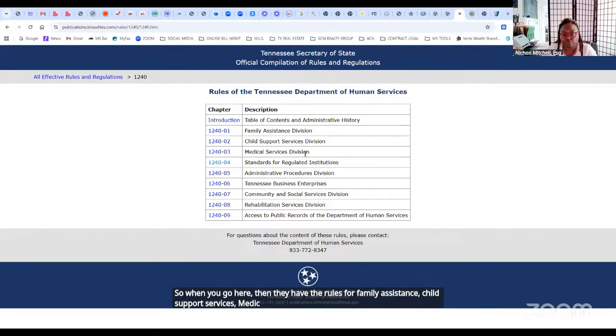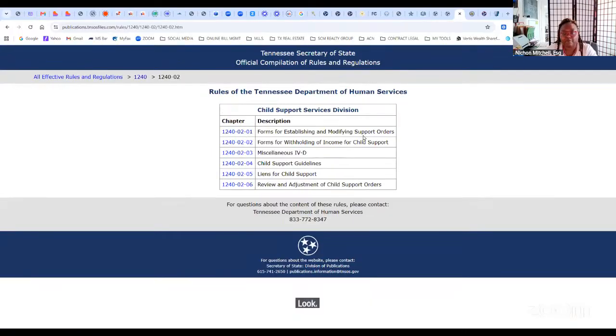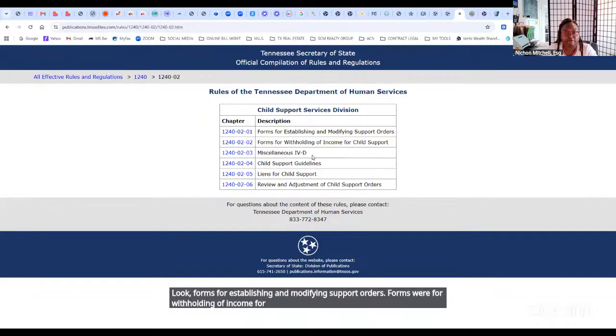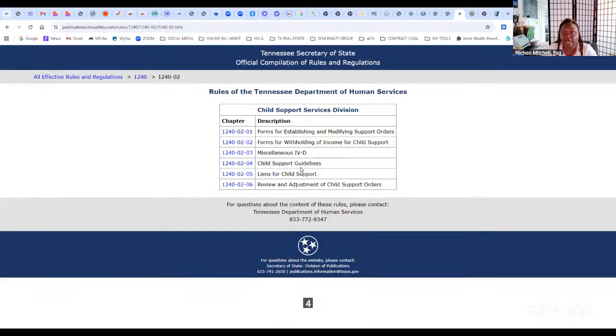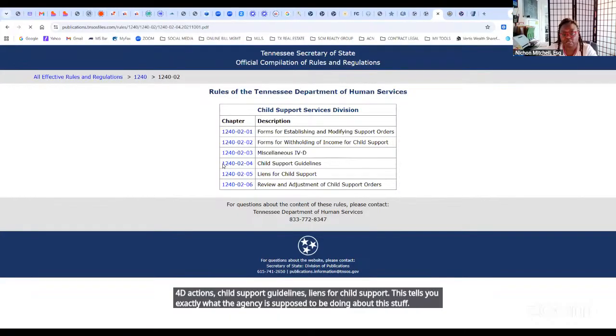This medical service is really Medicaid. Let me see, rehab services if you need rehabilitation services in your state. These rules right here, look, forms for establishing and modifying support orders, forms for withholding of income for child support, 4D actions, child support guidelines, liens for child support. This tells you exactly what the agency is supposed to be doing about this stuff. Look at child support guidelines.